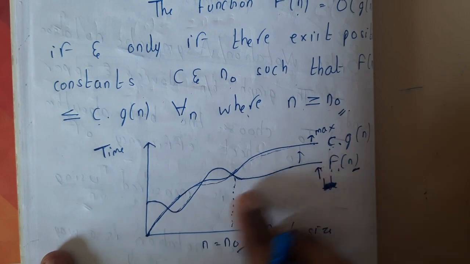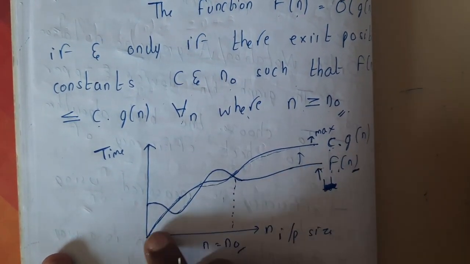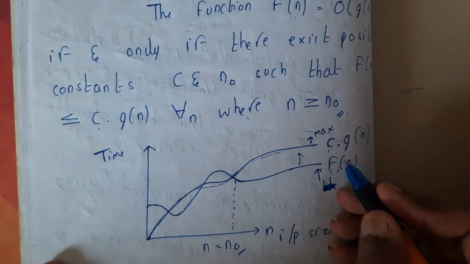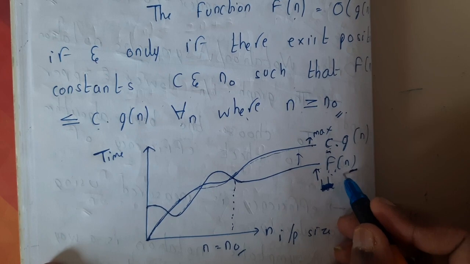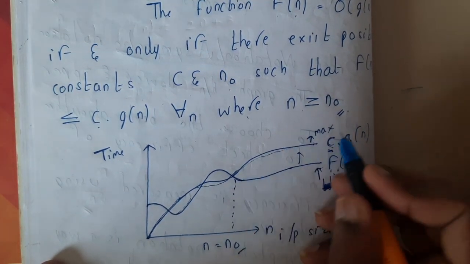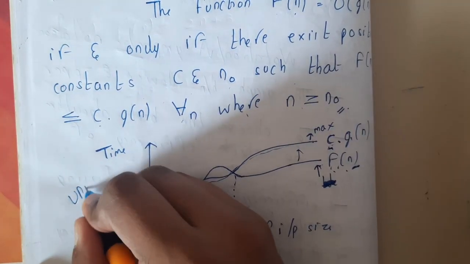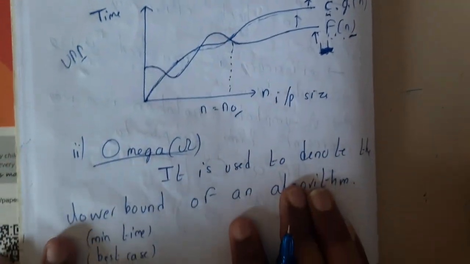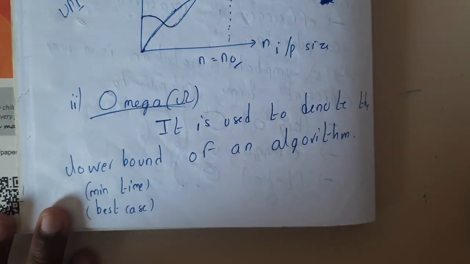The function f of n is equal to big O of g of n if and only if there exist positive constants c and n naught such that f of n is less than c into g of n. That is the reason why we say c into g of n is the worst case, that is, the upper bound. Similarly, the opposite of this is omega, which talks about the lower bound.